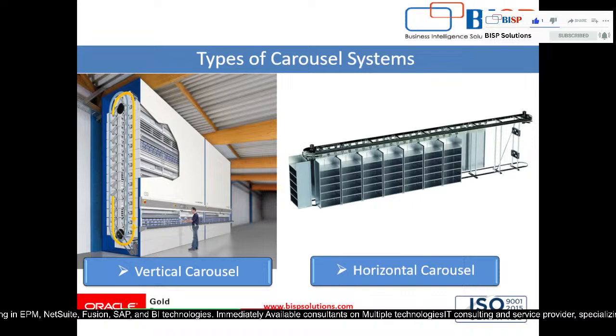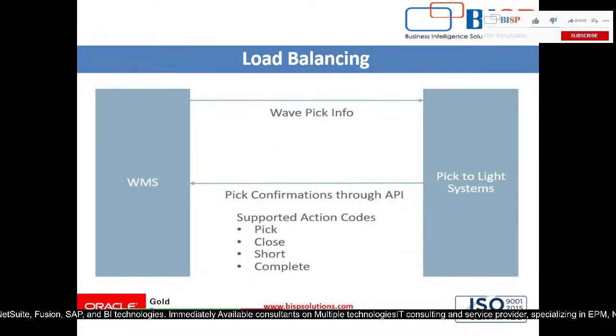So in the same way, the next is load balancing. In the Oracle WMS Cloud we have one feature known as load balancing. With the help of this feature we can spread workload across the areas of the distribution center, right? This load balancing feature in WMS Cloud can be used with and without a material handling equipment system, right?